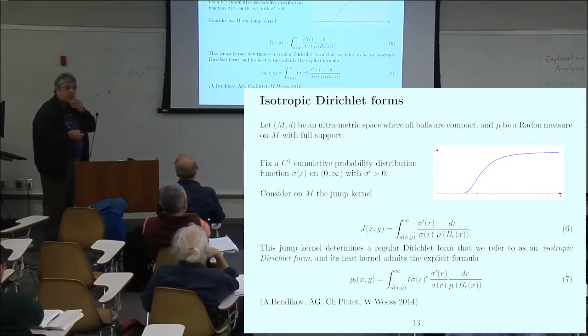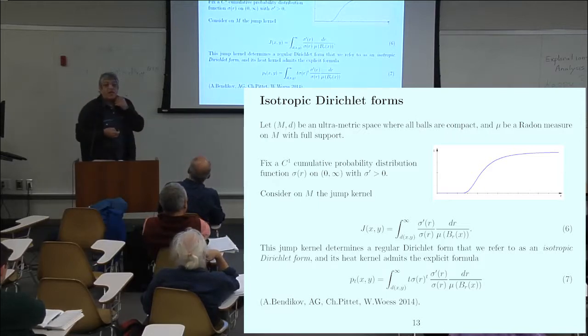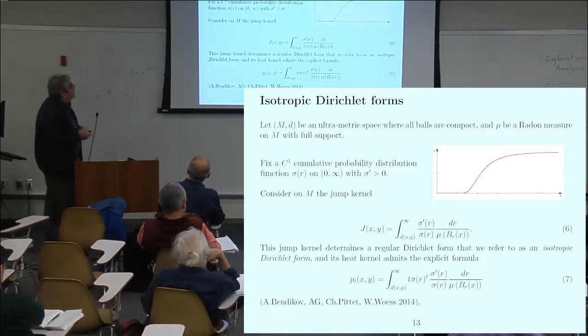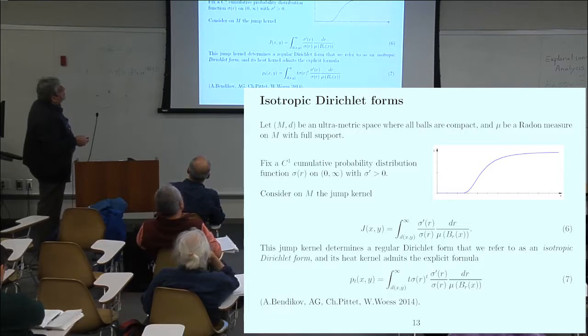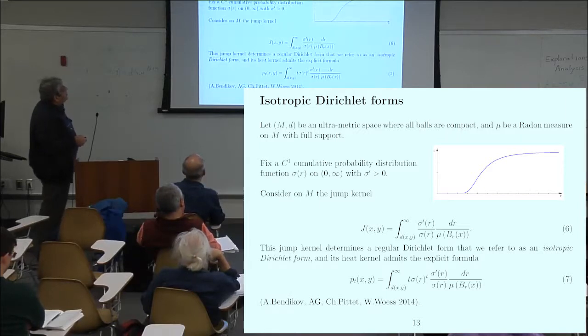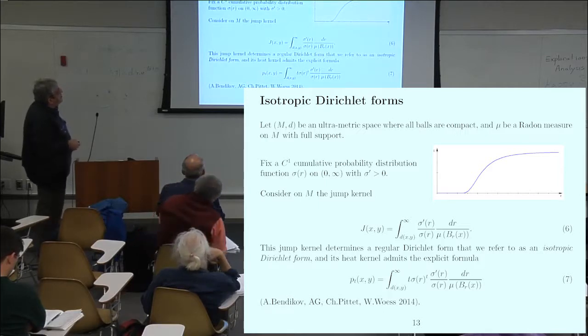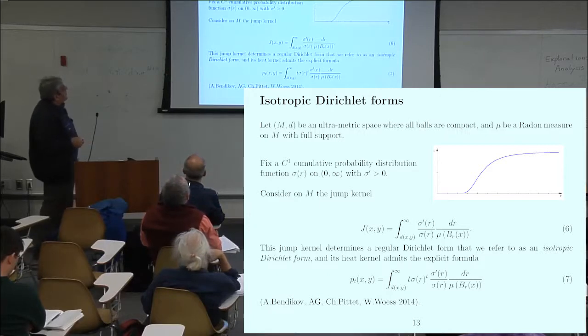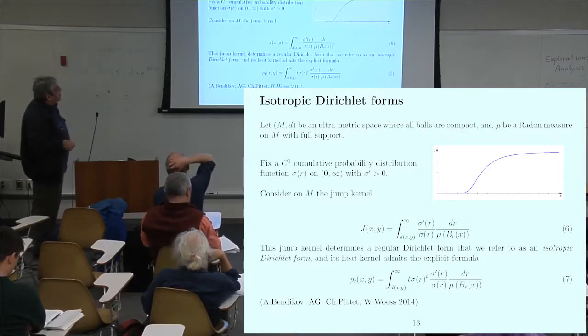It turns out that there is one class of jump processes which is easy to construct on an arbitrary ultrametric space with compact balls. For that, we just fix such a space, fix some reference measure on this space, and fix also a one-dimensional probability distribution function, which is cumulative, that is, it starts from zero, becomes positive, just very close to zero, and then increases to tend to one at infinity. We assume for simplicity that its derivative is everywhere strictly positive, right? So we fix such a function sigma and consider the jump kernel given on this space by this formula.